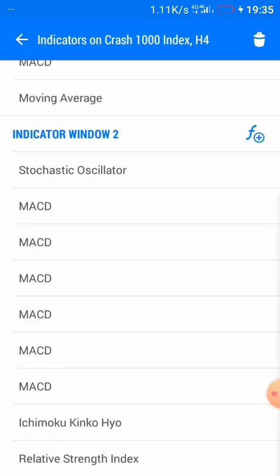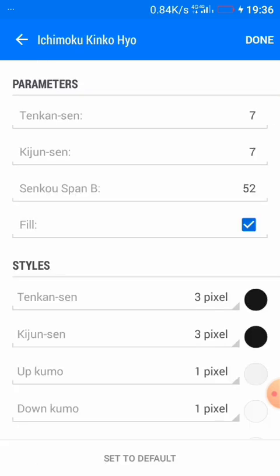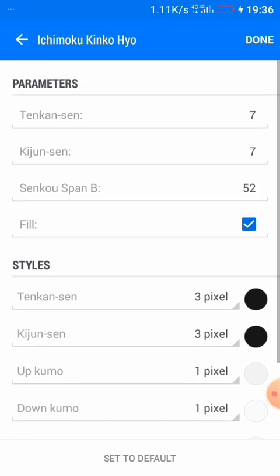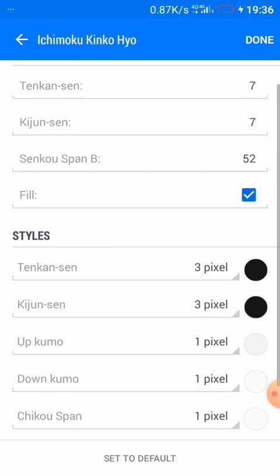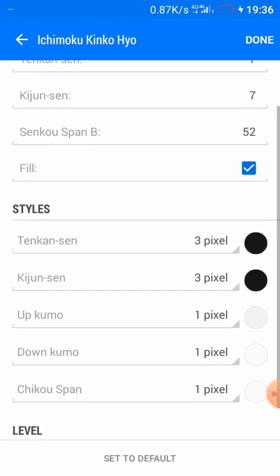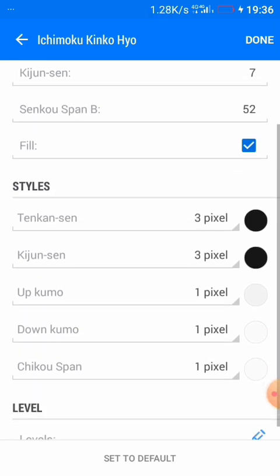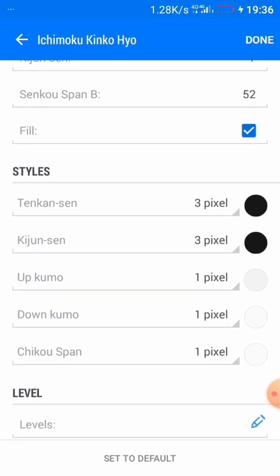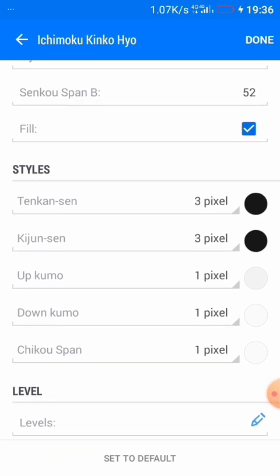And finally, the Ichimoku, that is the last indicator we're going to use on that second indicator window. These are the parameters. Deca Sin is 7, Gijon Sin 7, Seiko Span B 52. You fill the checkbox, and then Deca Sin, the style is 3 pixel. I use black. You can use any color of your choice depending on the color of your background.